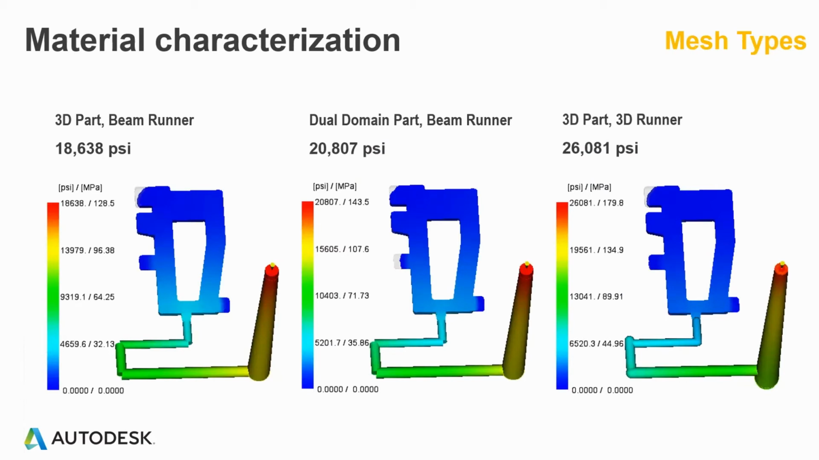So this is that gold-rated, very recently tested version of that polycarbonate. The pressure prediction on the left is a 3D part, but the runner is meshed with beams. In the middle, we have a dual domain part with beam runners, and then on the right, we have a 3D part with 3D runners. All same processing, all same mesh density, it's just the mesh type that's varying. And even within this, you'll see nearly an 8,000 PSI swing. So those decisions that an analyst is making up front can have a big impact on how accurate we are when we're comparing this to the real world.